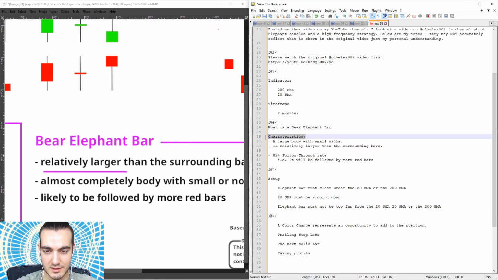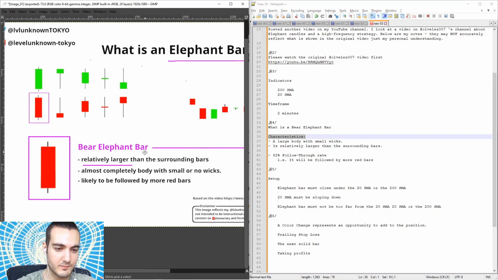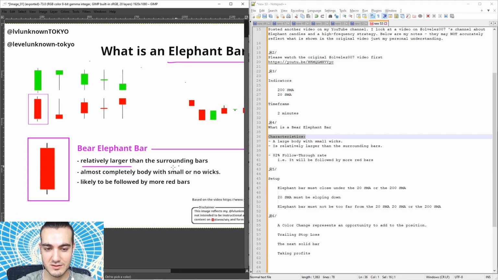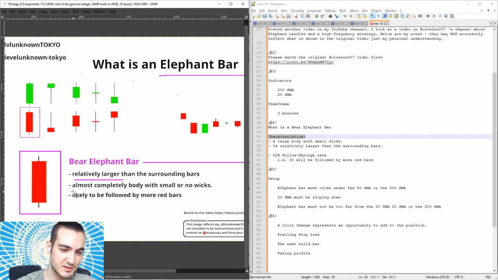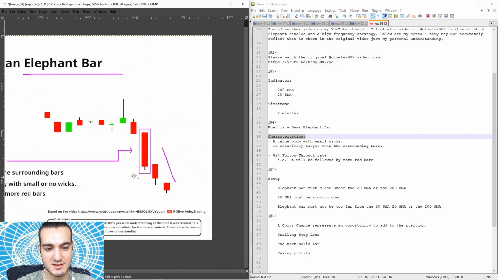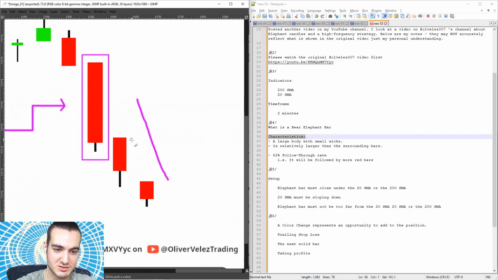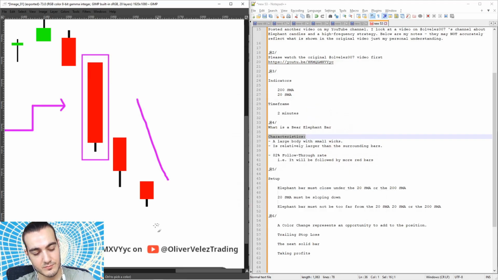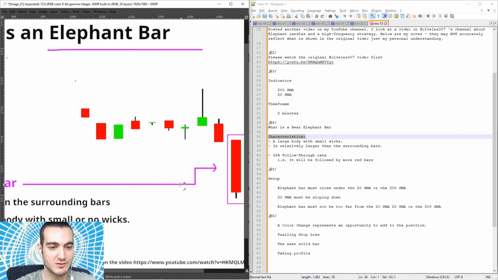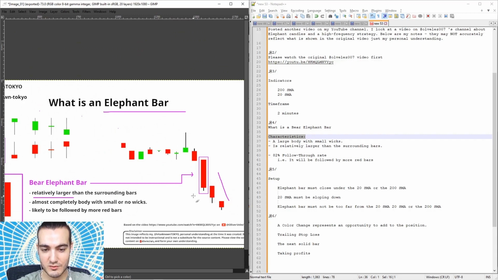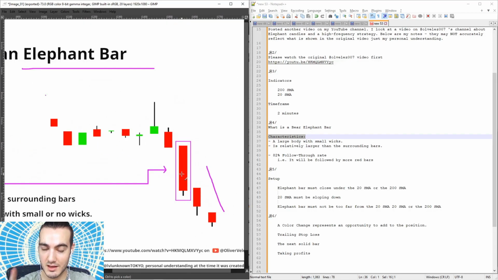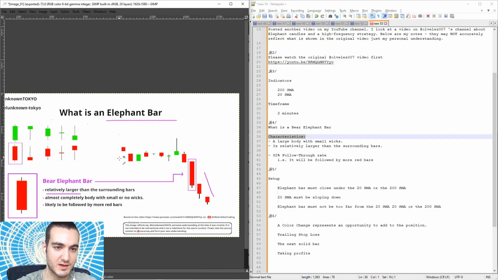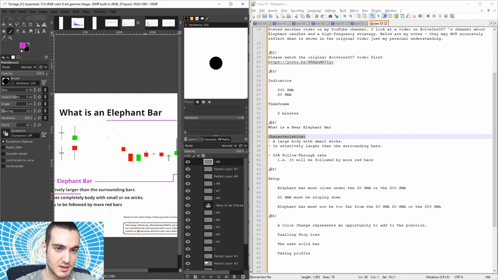And what are the characteristics of the bear elephant bar? Well, the bear elephant bar is relatively larger than the surrounding bars. It's almost completely bodied with no or small wicks. And what makes it useful for trading is that it's likely to be followed by additional red bars. According to the video, there is an 82% follow-through rate. So, essentially, we are looking to enter a trade whenever we see one of these elephant bars, as long as certain conditions are met. And I'll get into those conditions next.